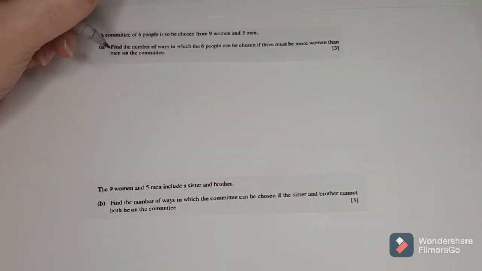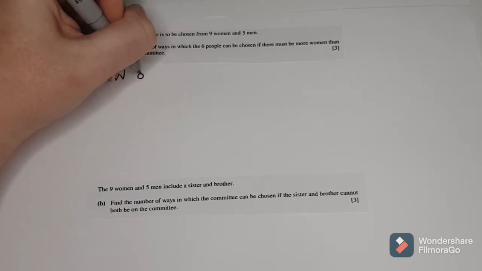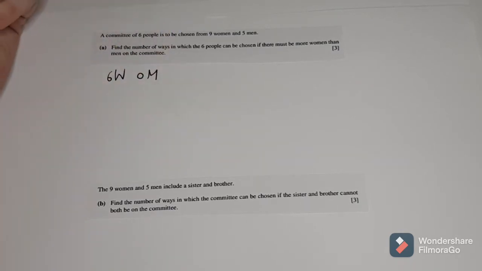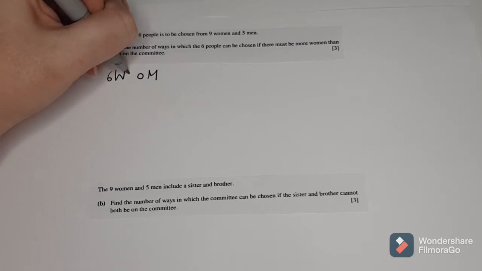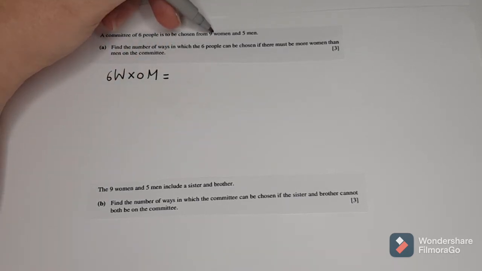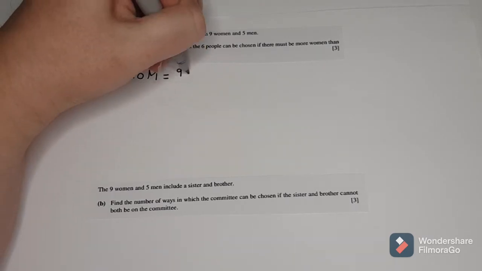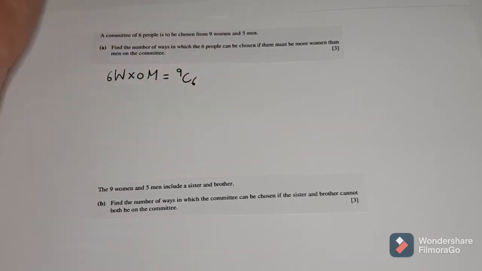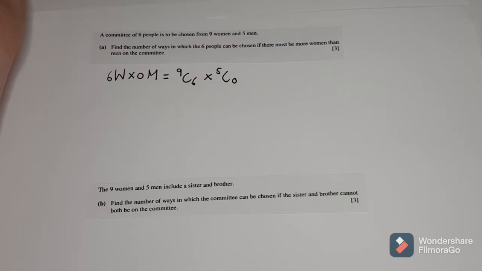So I could have 6 women and 0 men, which means I need to multiply them. To find 6 women, I have 9 women in total. So I'm going to say 9, and of those 9 women, I am going to choose 6 of them. And then out of the 5 men, I'm going to choose 0.